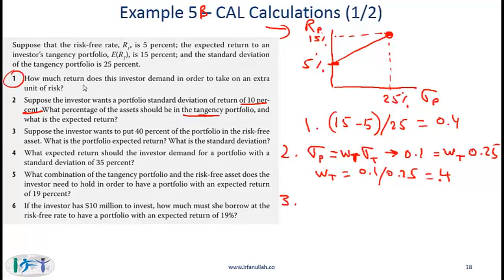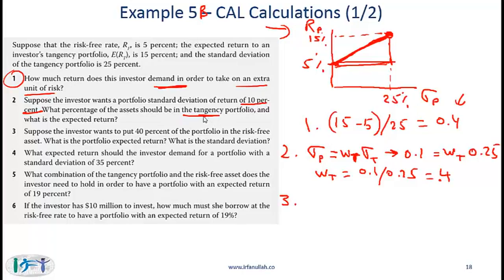Question 1 is, how much return does this investor demand in order to take an extra unit of risk? So what we are doing here is coming up with the slope of this line, which is the Sharpe ratio, and that is 15 minus 5 divided by 25. The answer is 0.4.